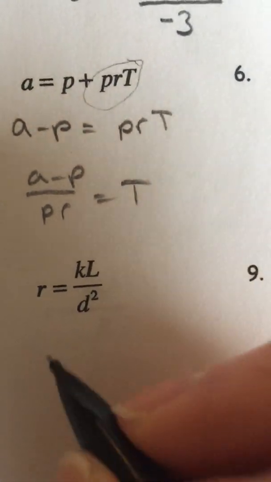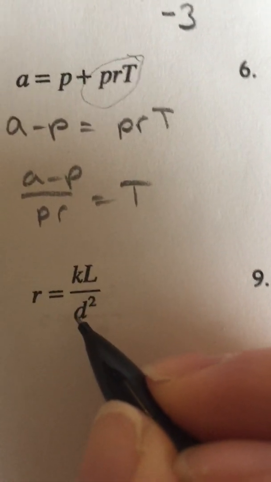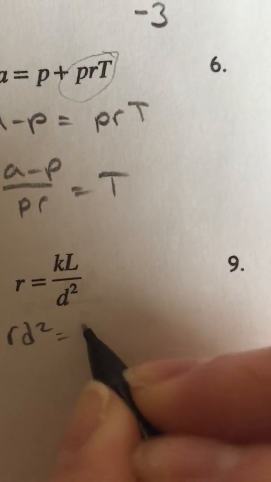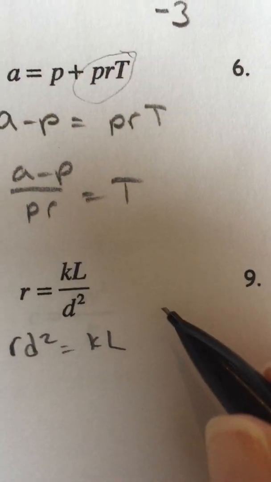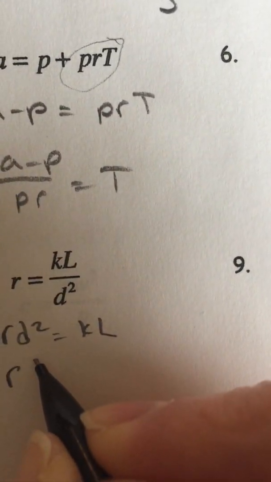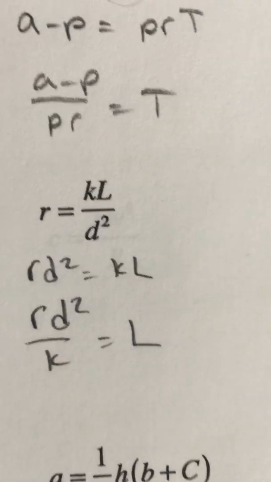Next one. L. Multiply both sides by d squared. Okay, sorry. KL has d squared attached to it by division, so undo division with multiplication. And then I'm going to undo times k with divide by k. And rather than write it like that, I'm just going to write divide by k over here and know that I've got that. It's going to save me this kind of mess.